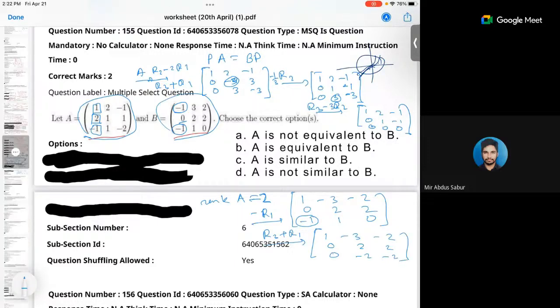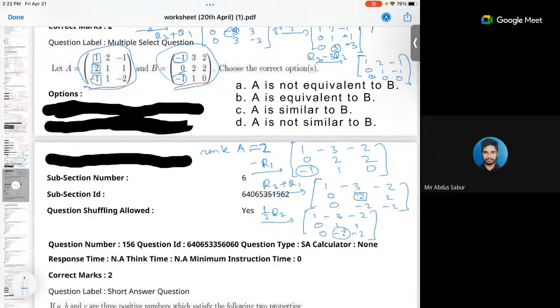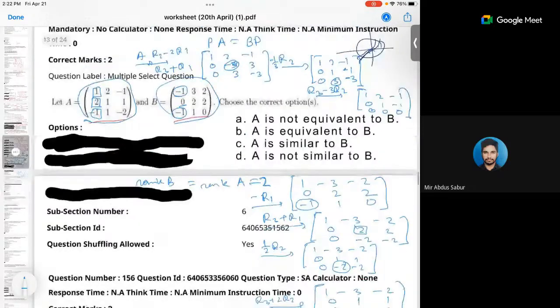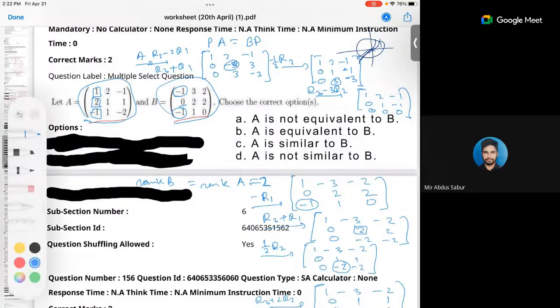Then we have to make it 1, right? So 1 by 2, that is 1, minus 3, minus 2; 0, 1, 1; 0, minus 2, minus 2. After that, we have to make it 0, right? So R3 plus 2R2. That is 1, minus 3, minus 2; 0, 1, 1; 0, 0, 0. So rank of B is equal to 2. Right? So since rank of A and rank of B are equal, A and B are equivalent matrices. Okay.